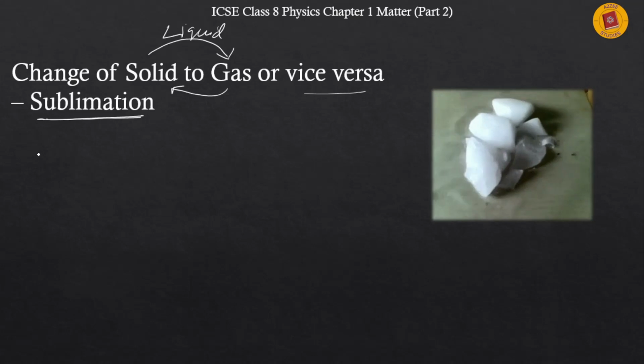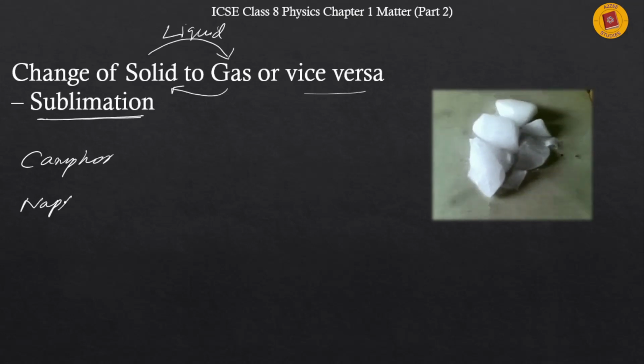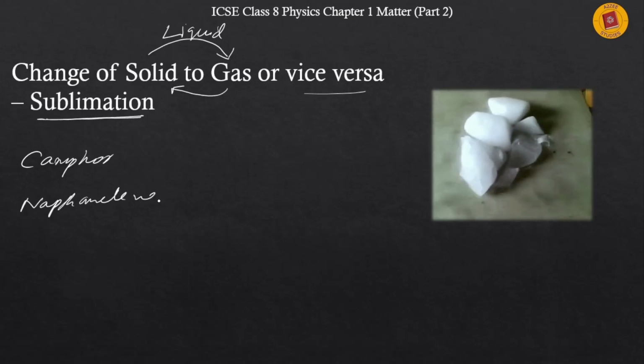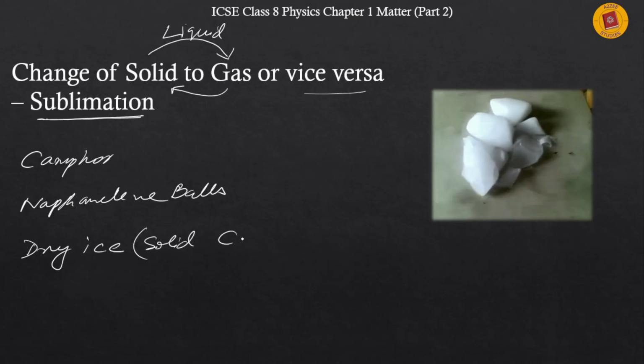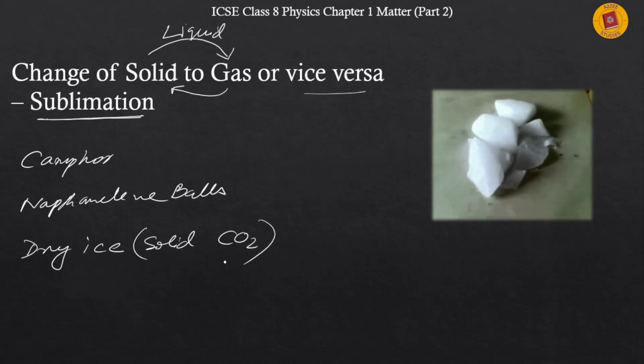We have all seen camphor, naphthalene balls, dry ice. Dry ice is solid carbon dioxide which has been solidified. It is very cold and it is used in cooling, to cool things for industrial purposes also.